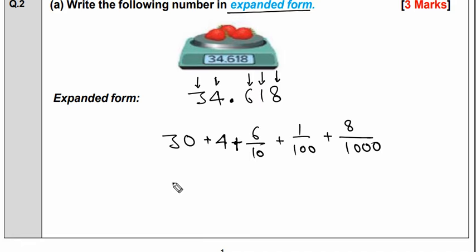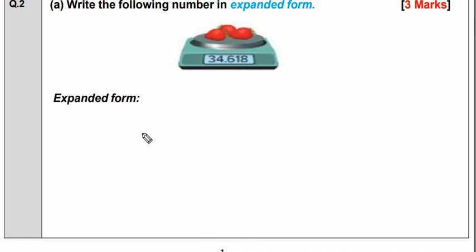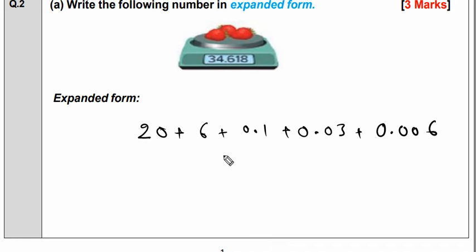Okay, you can also write it as 30 plus 4 plus 0.6. So if you have something like this, you will write 0.6 immediately after the point, and this is 0.01, 0.008. This is on the third number. If you see 1, 2, 3. Okay, now this is your expanded form. Now if something is given, let me write something, let's say 20 plus 6 plus 0.1 plus 0.03 plus 0.006. Now this is expanded form.